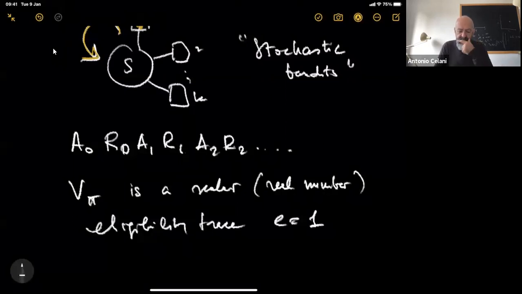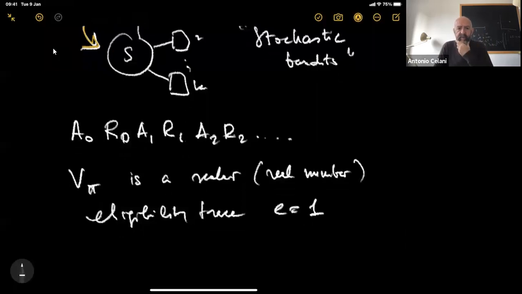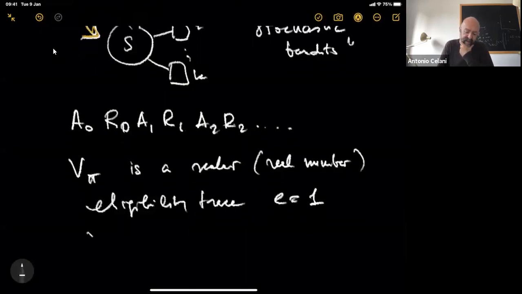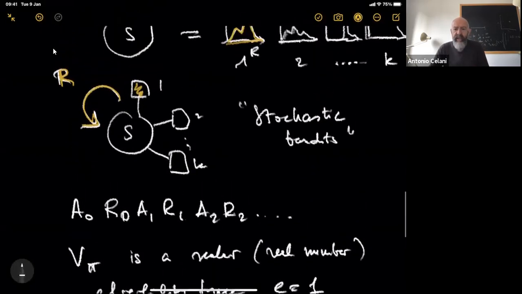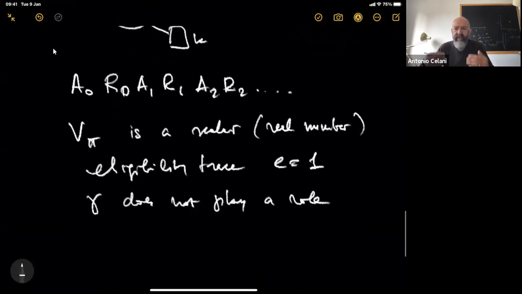And then, as you may recall from our previous discussions, gamma does not play any role. The reason is that at every time, we pick an action independently from the past, and we observe a reward independently from the past. So when we have a certain gamma, the only thing that changes is that we have a factor 1 over 1 minus gamma multiplying the overall value of the function.